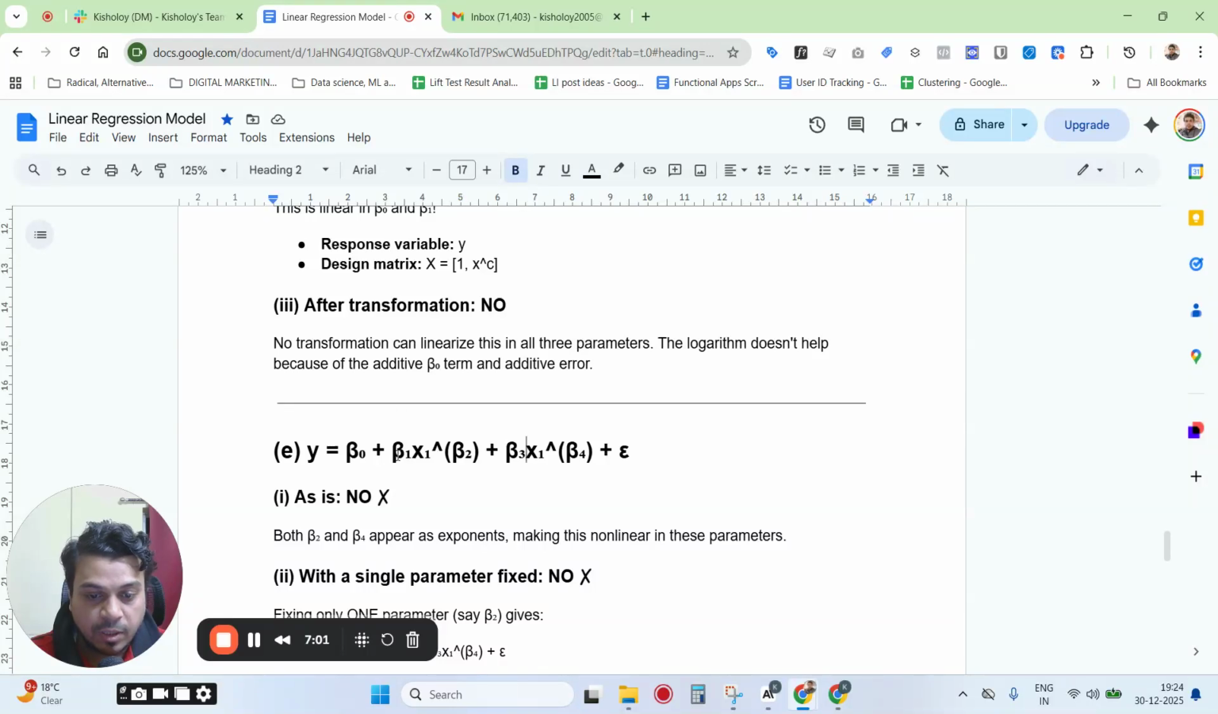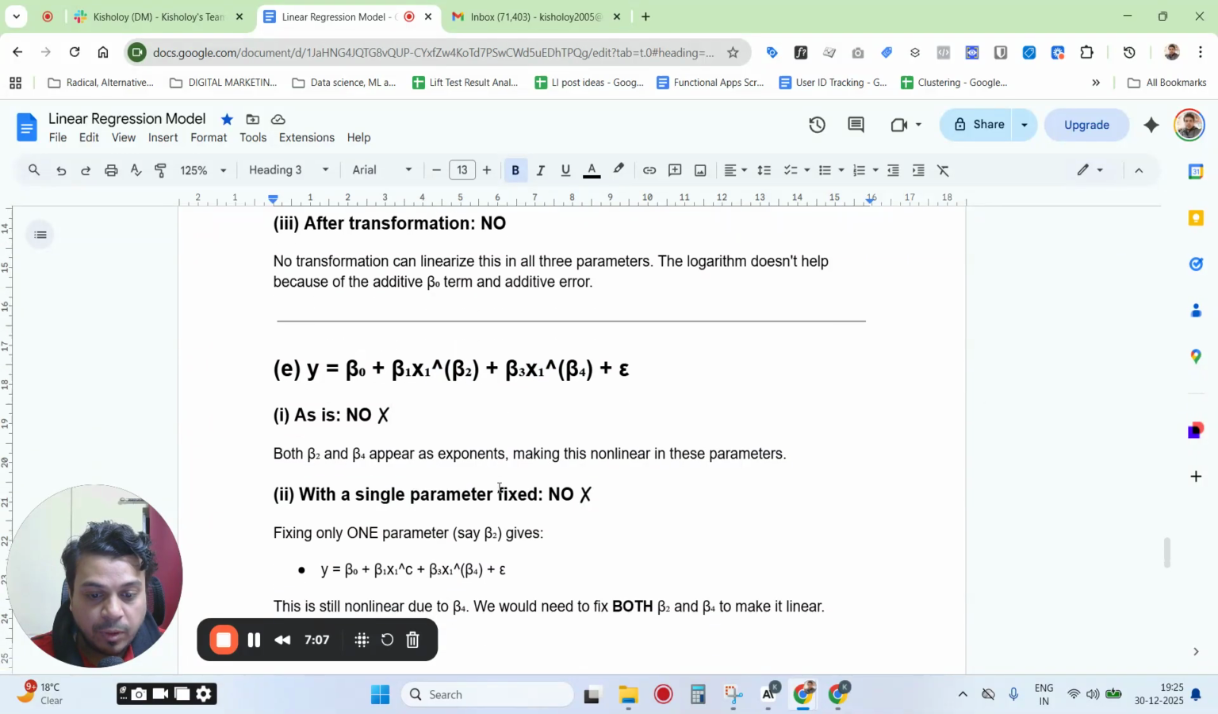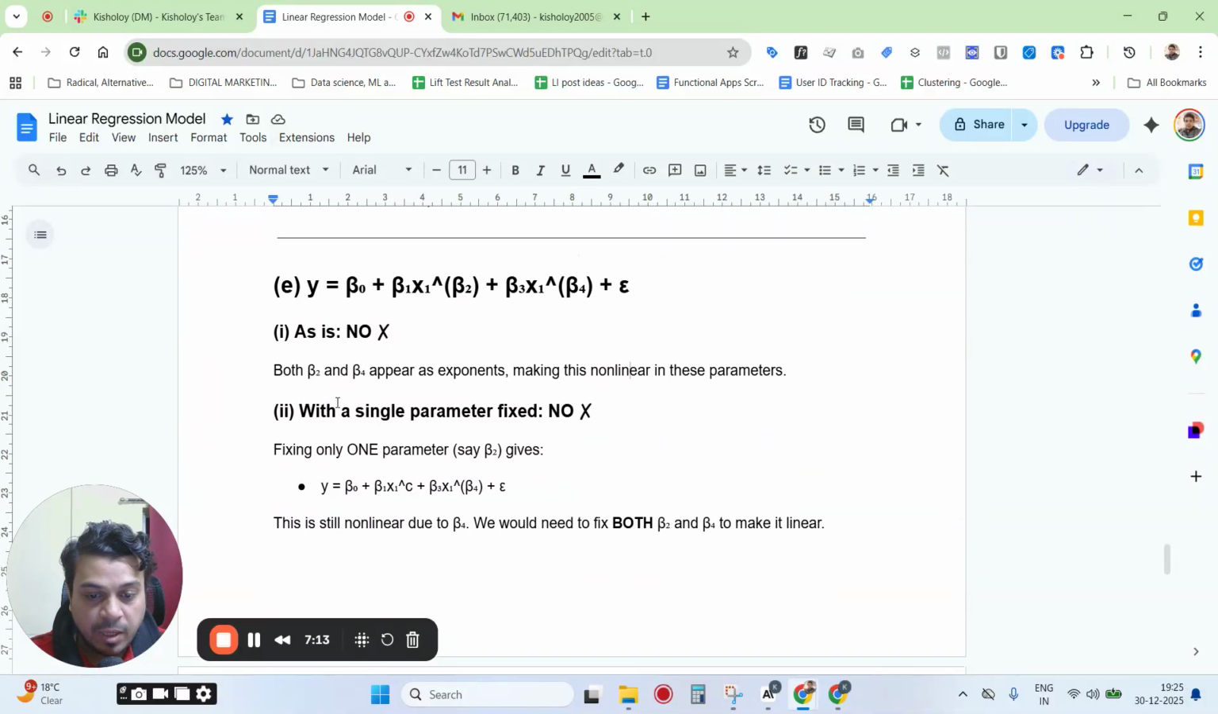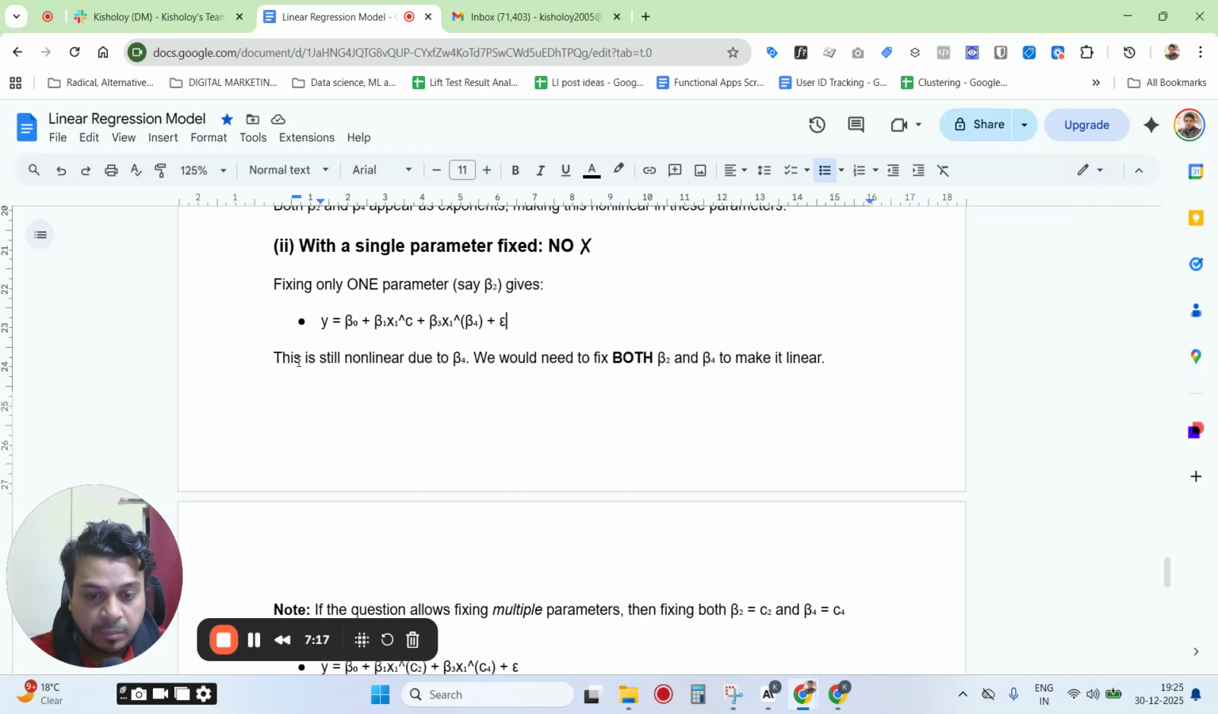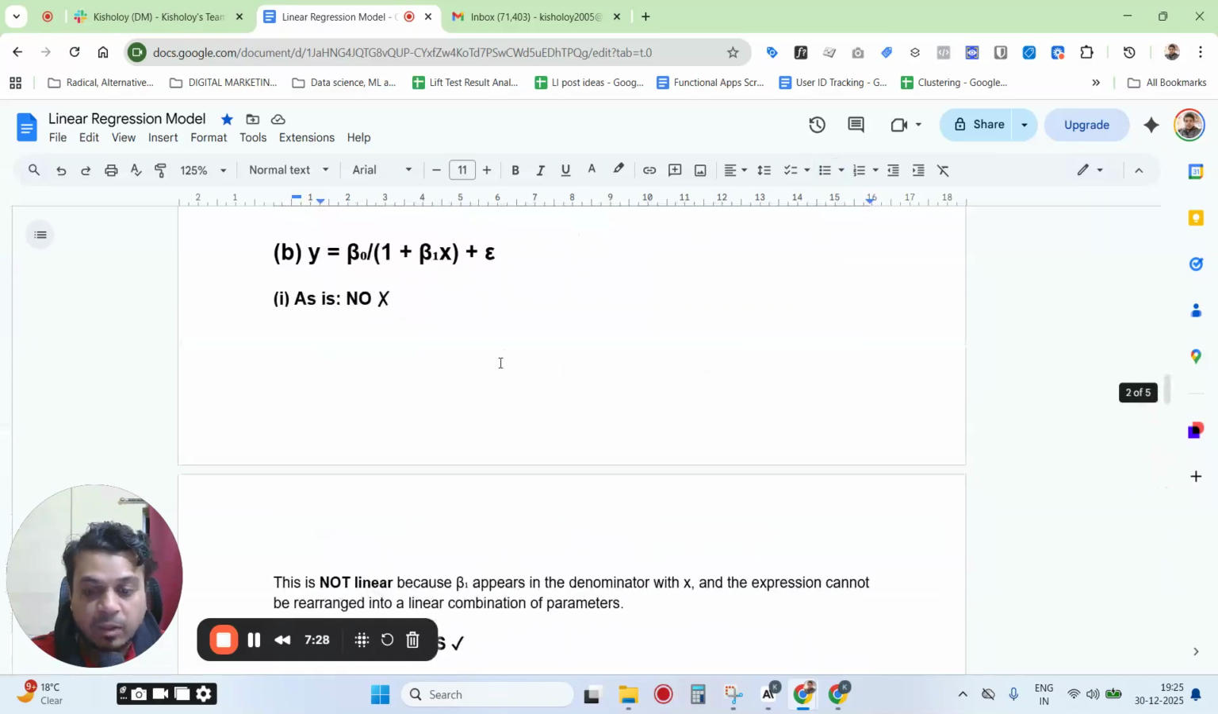So the last one is basically not possible at all, given the kind of approaches that have been suggested. This one is beta 1 x1 to the power beta 2, beta 3 x1 to the power beta 4. So both of these are in the powers, and since both of them appear as exponents, this becomes non-linear in these parameters, and with a single parameter fix it's not possible at all, because even if you fix one of these, it remains non-linear in the other parameter. So we need to fix both, and that option is not there in the question.